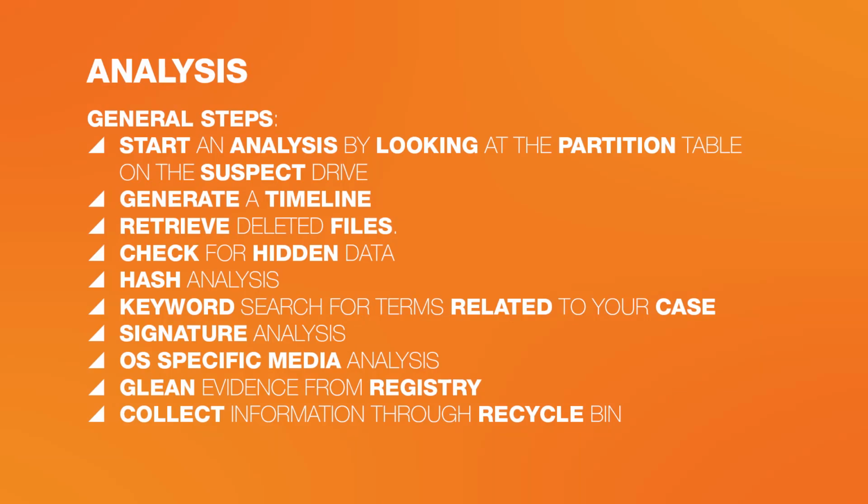After we have made a bitstream copy and preserved the evidence, we can move on to analyze the evidence, working on the copy. Whenever possible, you should protect the original physical evidence and only work with a digital copy. We start the analysis by looking at the partition table on the suspect drive to learn the number of partitions on the drive and checking for gaps between partitions for hidden data.